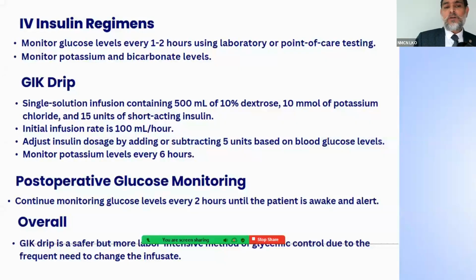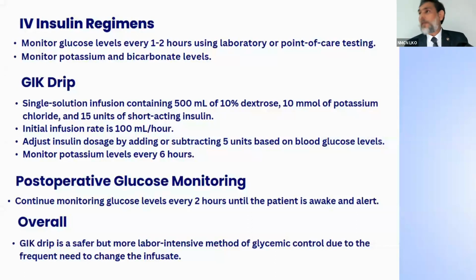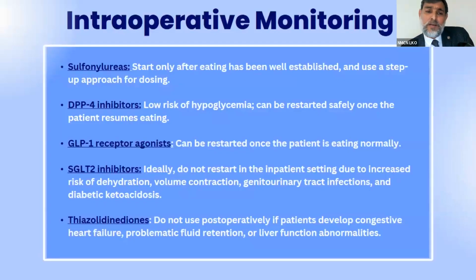Then comes insulin regimens. Monitor glucose every 1 to 2 hours using laboratory or point of care testing, and monitor potassium and bicarbonate levels. The GIK drip is a single solution infusion containing 500 ml of 10% dextrose with 10 millimole of potassium chloride, and 15 units of short-acting insulin is added. Initial infusion rate is 100 ml per hour. Adjust insulin doses by adding or subtracting 5 units based on the blood glucose levels. Monitor potassium level every 6 hours. So these are the standard ICU procedures which we are all aware of, and we have to go as per the protocol. Then intraoperative monitoring: sulfonylurea, DPP4, GLP-1, and SGLT2 inhibitors, as we discussed, are to be avoided.